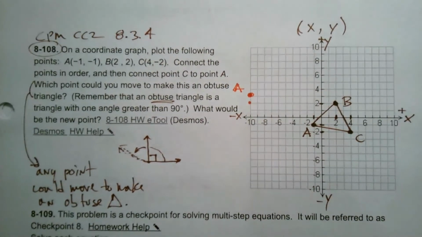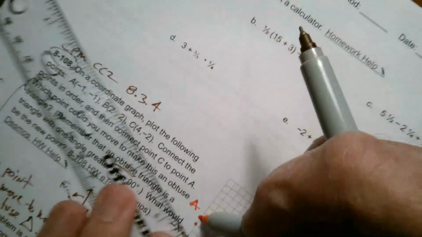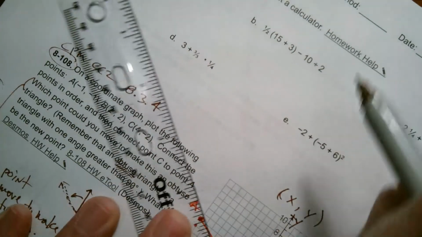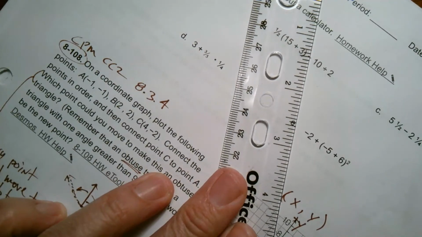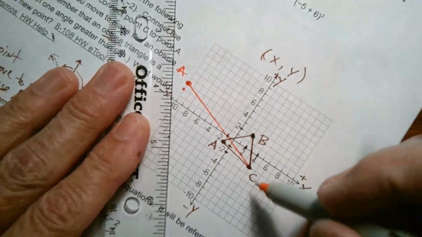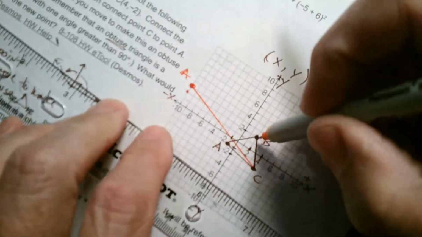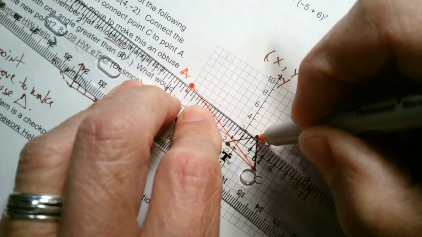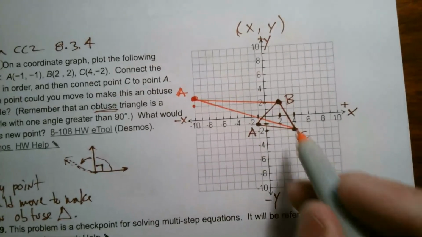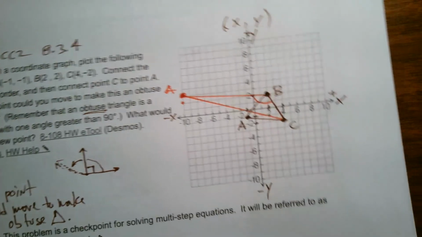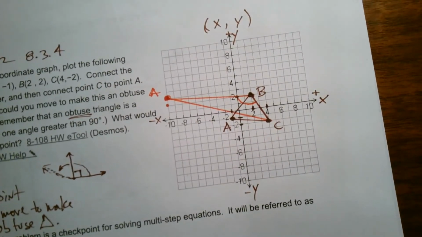So if I did that, let's draw my new triangle. A to C would be there. B to C doesn't change, but then B to A does. Oops, I realize you're not seeing this. So if we did that, now I can see that this angle here would definitely be greater than 90 degrees. So that makes that an obtuse triangle.